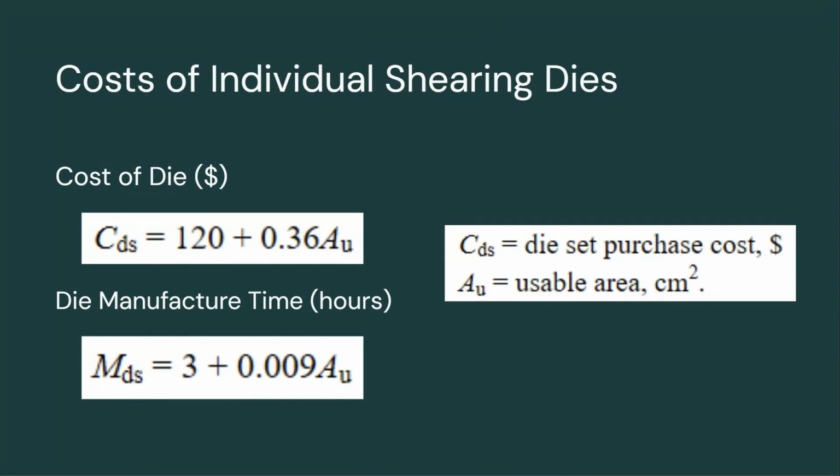To manufacture them, you can simply take that cost of die equation and assuming $40 per hour is what you would pay, you can figure out the manufacturing time there to be following the relationship of 3 plus 0.009 AU. So the costs and manufacture time of the die is just found through experimental empirical testing to be related to the usable area.